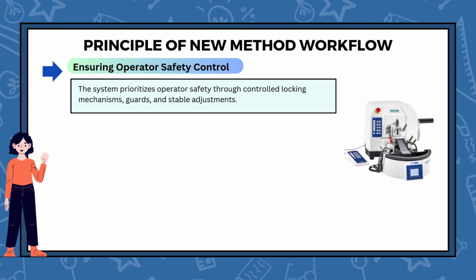Firstly, ensuring operator safety and control is a top priority with features like a control locking mechanism, safety guards, and several adjustments that protect the technician during critical operations. For example, the integrated finger guard and hand wheel locks prevent accidental engagement with moving parts, offering peace of mind while performing blade adjustments and specimen handling in high precision environments.